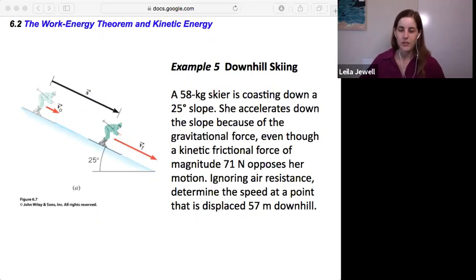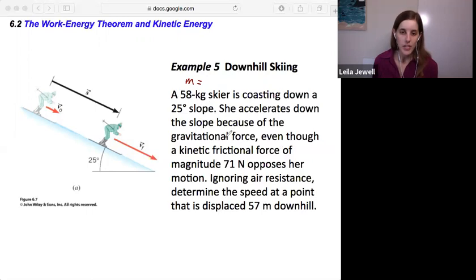All right, so first, what is this problem giving us and what are we trying to solve for? So we have a 58 kilogram skier. What is that telling us about the skier? Well, the units give us a clue. Kilograms. Is that the weight or the mass? Kilograms are units of mass. So that's going to be our mass, 58 kilograms. We have the angle of 25 degrees for the slope.